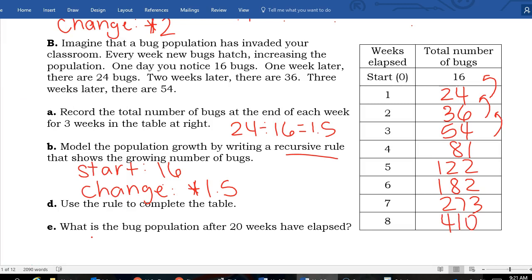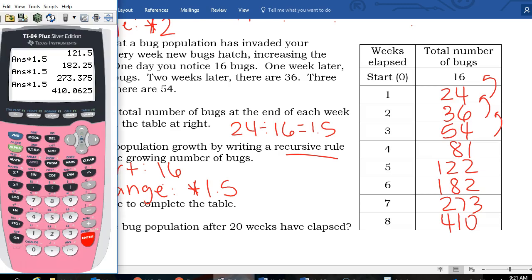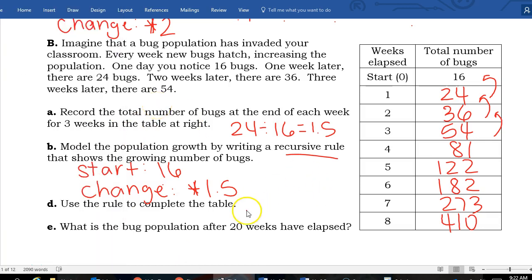What is the bug population after 20 weeks? Well, I'm already on answer 8, so I can go answer 9, 10, 11, 12, 13, 14, 15, 16, 17, 18, 19, and 20. If you don't have a calculator that lets you do these recursively, grab one of mine because it's going to be a quick saver for you. So we're at 53,204.